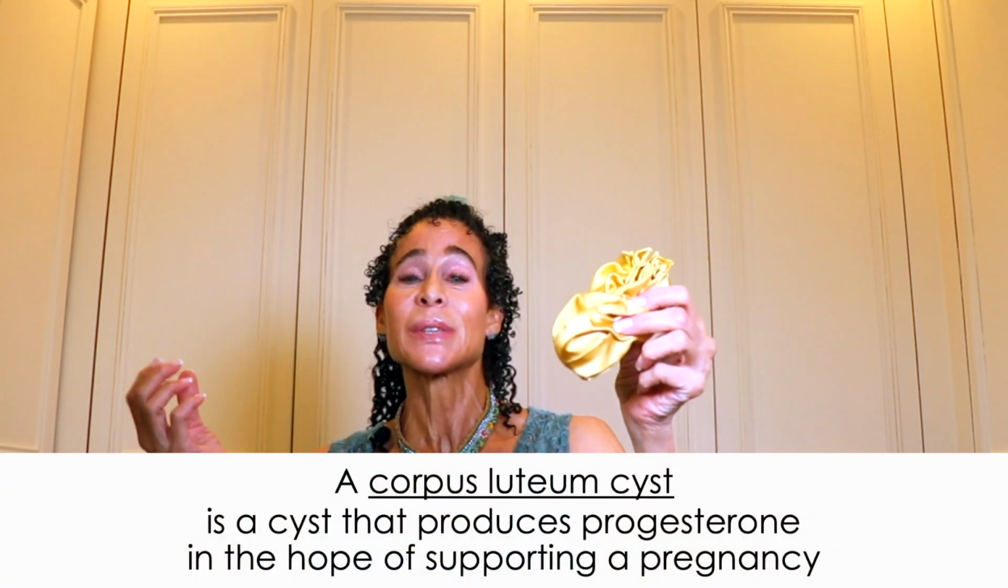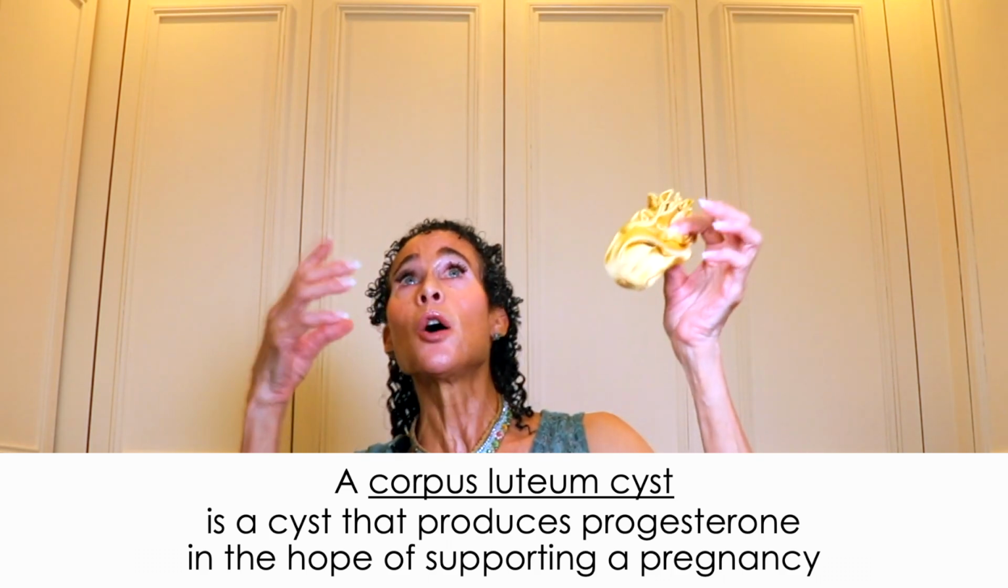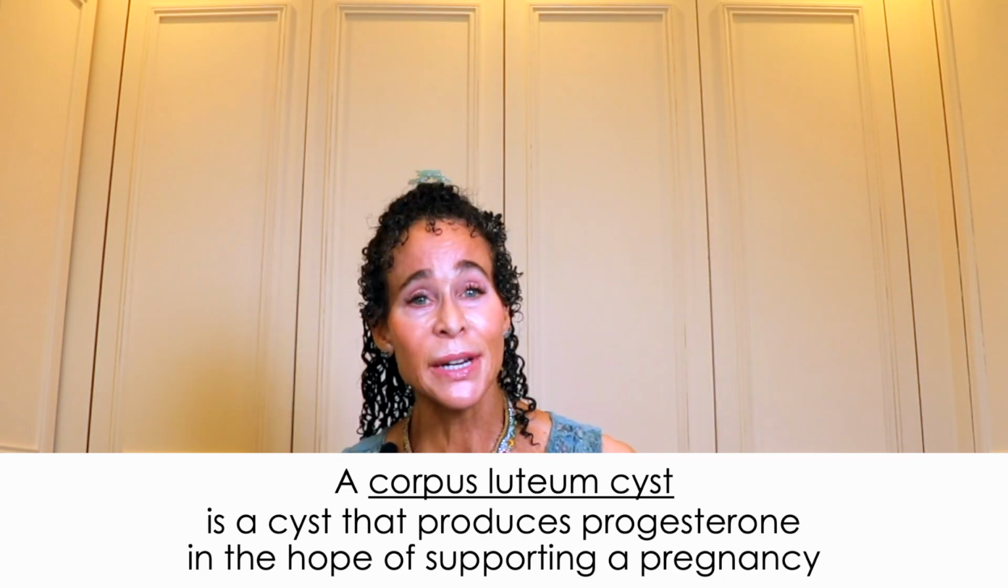into your fallopian tube, the follicle becomes a corpus luteum. And the corpus luteum produces progesterone to support pregnancy. Well, sometimes the corpus luteum can form a cyst. In that case, it's called a corpus luteum cyst. So a corpus luteum cyst is a cyst that produces progesterone in the hope of supporting a pregnancy.